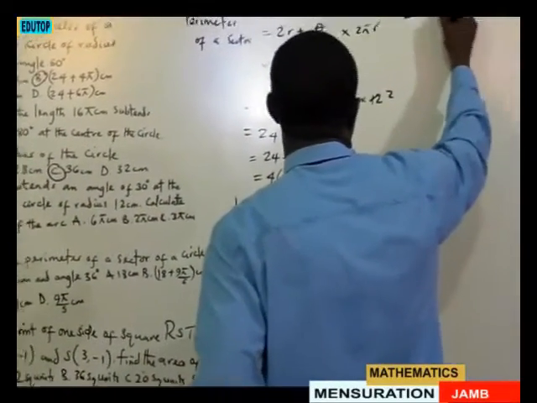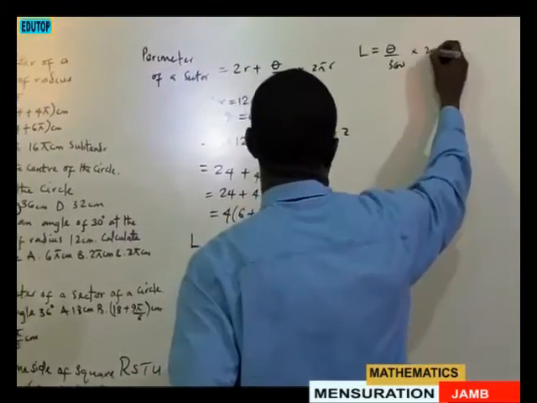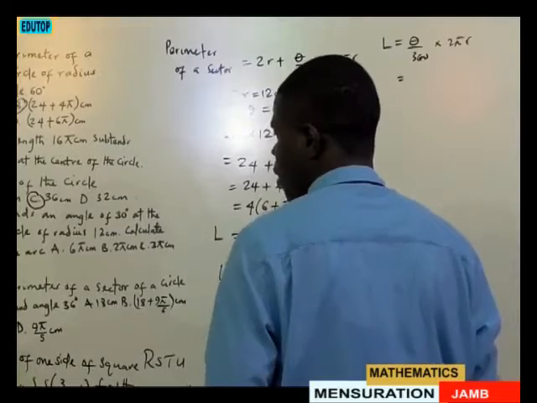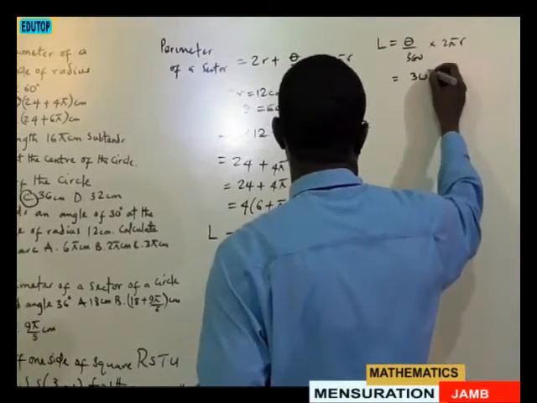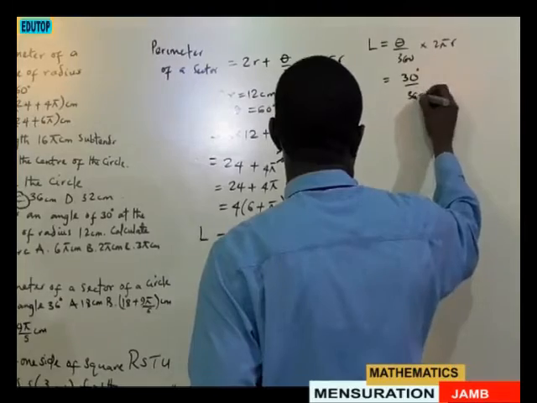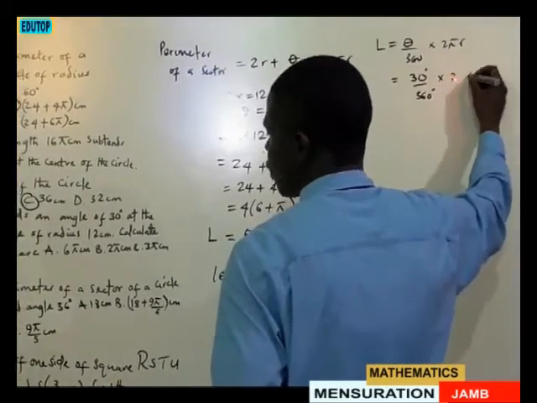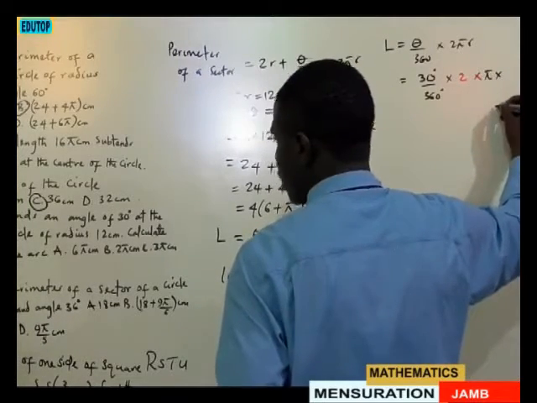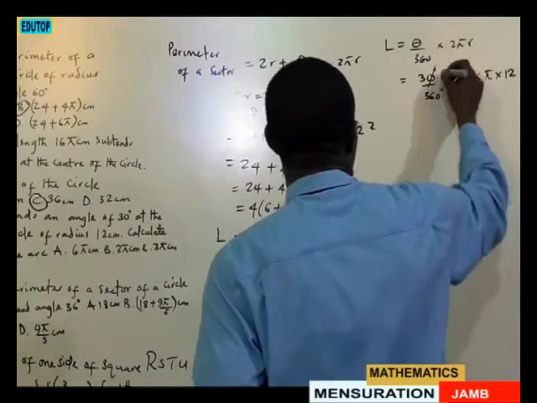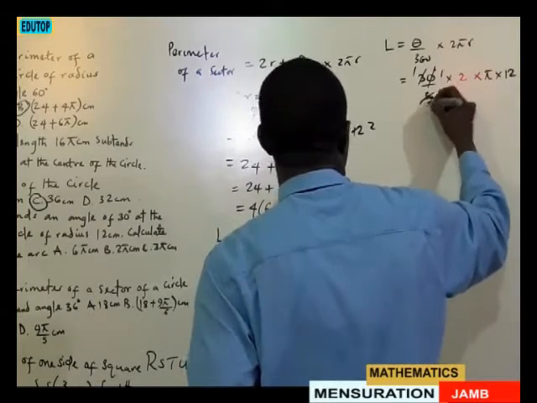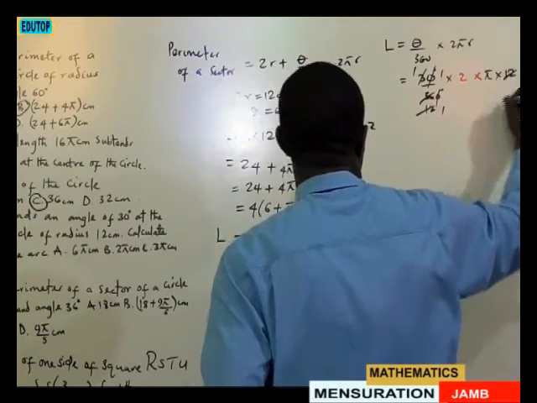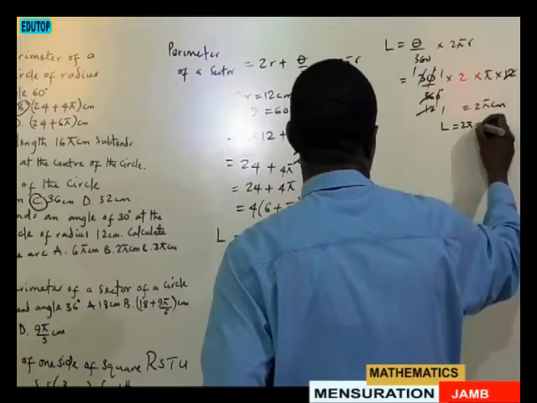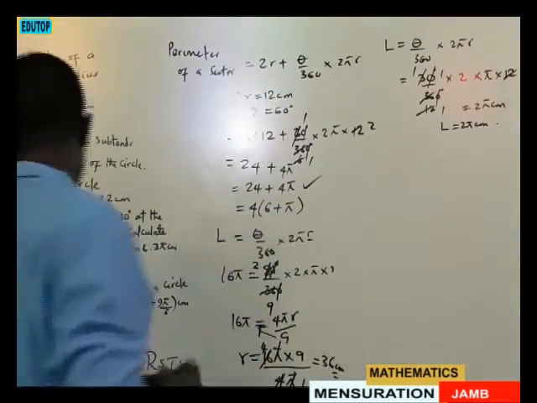The length of an arc is theta over 360 times 2 pi r. The question asks us to find the length. Are we given theta? Yes, theta is 30 degrees, divided by 360 degrees, times 2 times pi, times the radius, which is 12. So 0 can cancel 0. 3 here 1, 3 here 12. 12 here 1, 12 here 1. So we have 2 pi centimeters. Our length of the arc is 2 pi centimeters. So we go to our options.